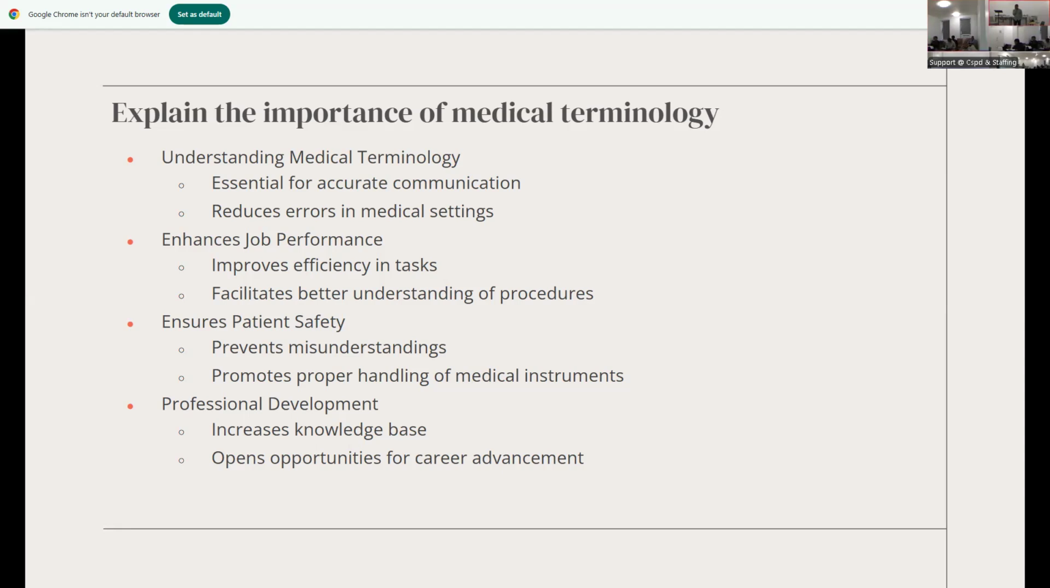Professional development: increases your knowledge base, and opens opportunity for career advancement. If you know the terminologies and you're able to apply them, you qualify to be a lead tech for your shift. You qualify to be a supervisor for your department, your shift. So when we are looking for people for leadership, we are looking for people who have a lot of knowledge. They become a resource for the rest of their colleagues. Okay, you cannot go and take somebody who doesn't know to lead the department. You're all going to fall inside, teach, right?